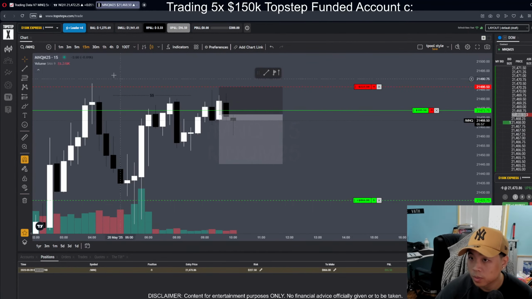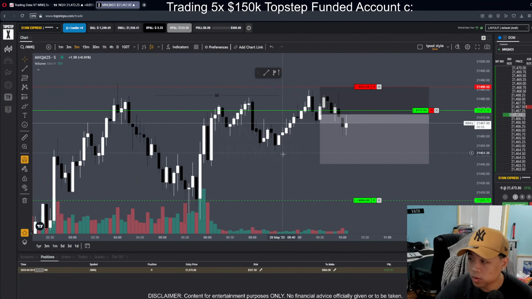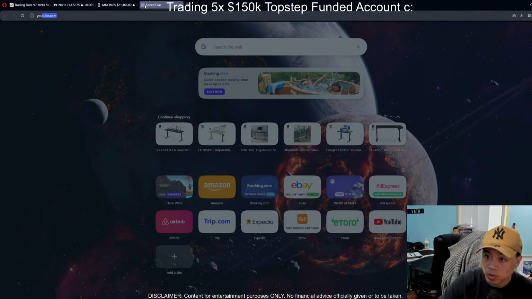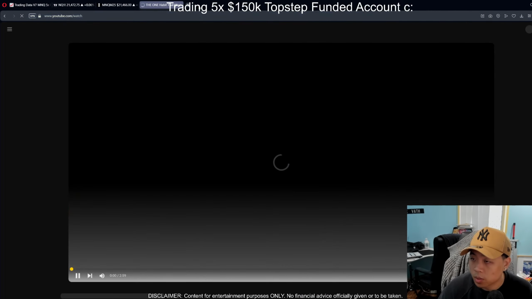And so yeah, this is a 15-minute candle. It's slightly coming down. It looks good. At the moment, I'll put some music on so everyone can enjoy. I'll just play this in the background.